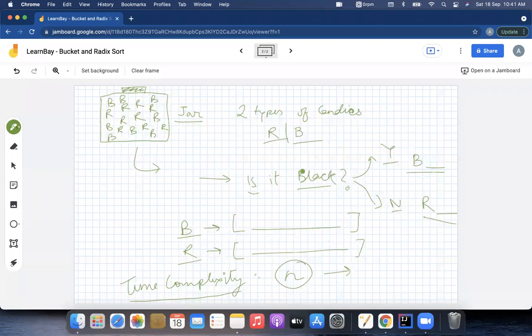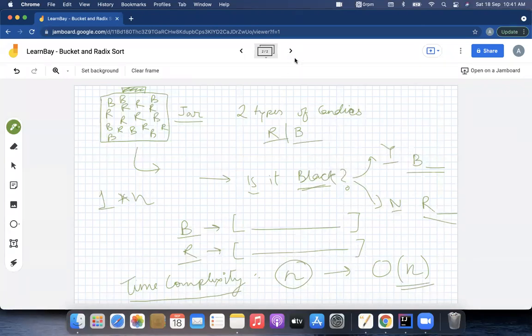For every candy you pick, you ask one question, and on the basis of that one question, you decide which pile it goes to. So one question per candy. There are n candies, so times n. It's proportional to the number of candies. As many candies as there are, that much time you will take to sort this. So in order of n time, awesome, you will be able to sort this jar.